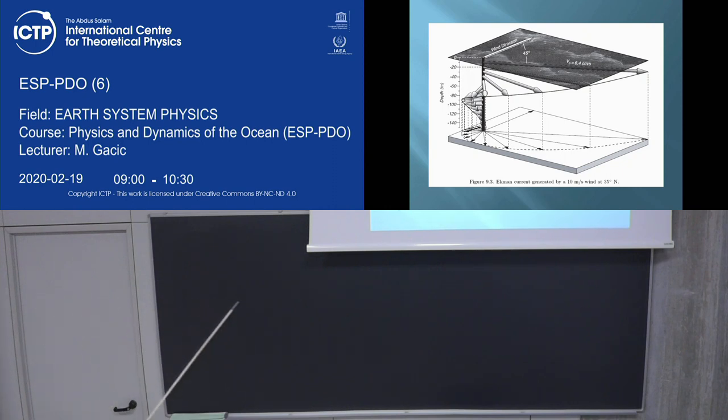So this is defined as the depth of the Ekman layer. As you can see here, this is at 35 degrees north, because the Ekman layer depth depends on the F, on the Coriolis frequency, on the latitude.